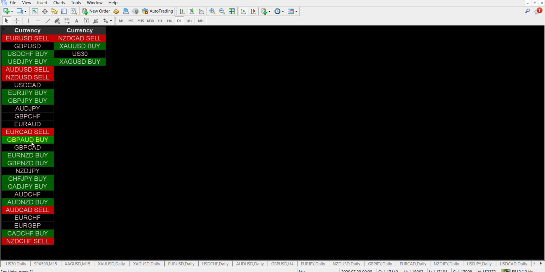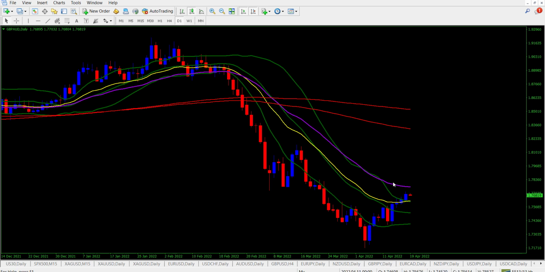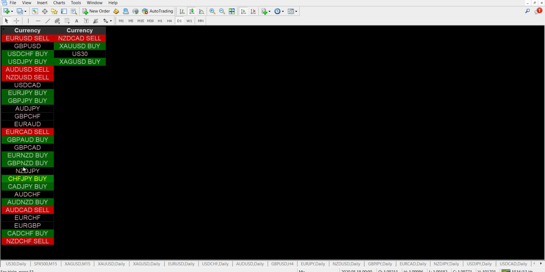The next is Pound Aus. All the moving averages are pointing towards the downside, and overall trend is also down, so I will not take this buy trade. It's against my system rules, so I will just ignore this pair.